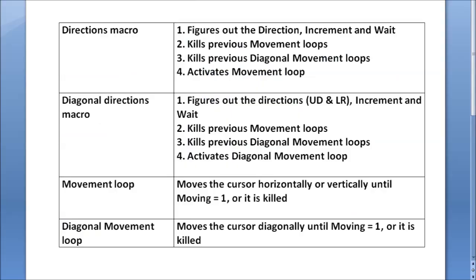As an overall summary, the directions macro figures out the direction, the increment and the wait, kills previous movement loops and diagonal movement loops, then activates the movement loop. The diagonal directions macro figures out the directions UD and LR, the increment and the wait, kills previous movement loops and diagonal movement loops, then activates the diagonal movement loop. The movement loop moves the cursor horizontally or vertically until moving is equal to 1, or it's killed, and the diagonal movement loop moves the cursor diagonally until moving equals 1, or it is killed. Put together, it's completely reliable.